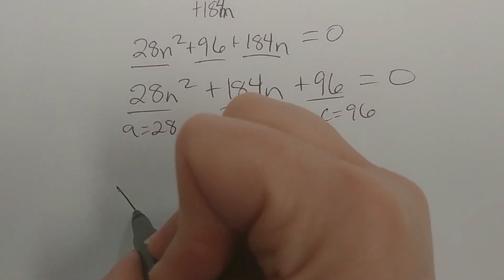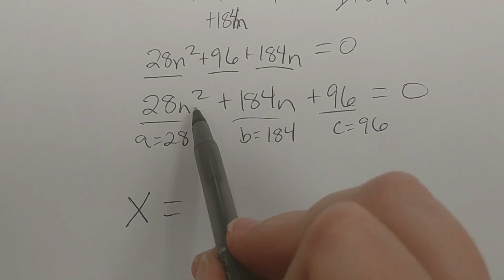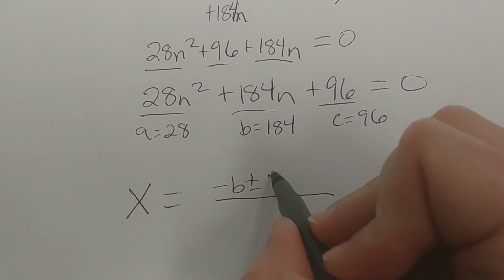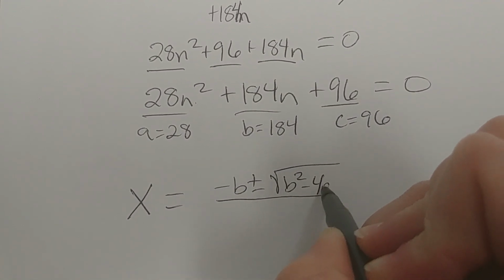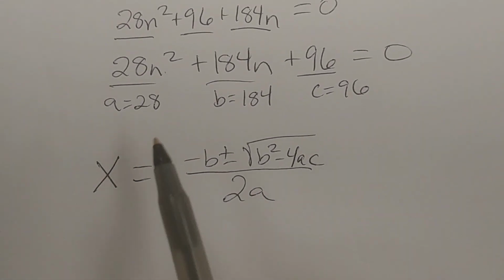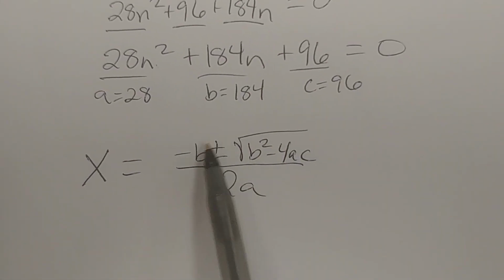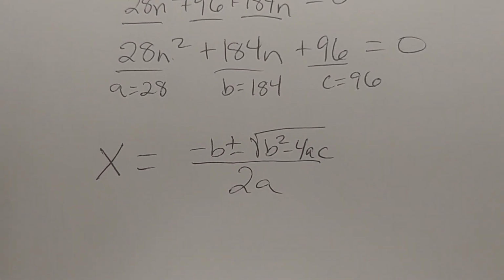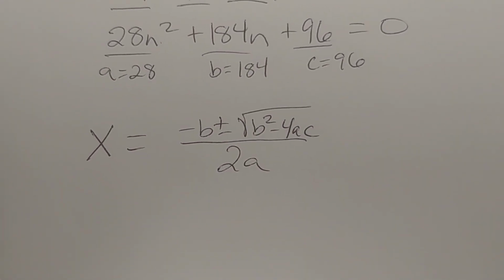So quadratic formula is x equals, which for us will be n, negative b plus or minus square root of b squared minus 4ac all over 2a. Well, if you can get this and figure out the a, b, and c, then this is not a big deal. We just have to substitute everything in. Be very careful with our signs, and we'll use our calculator to help us out.